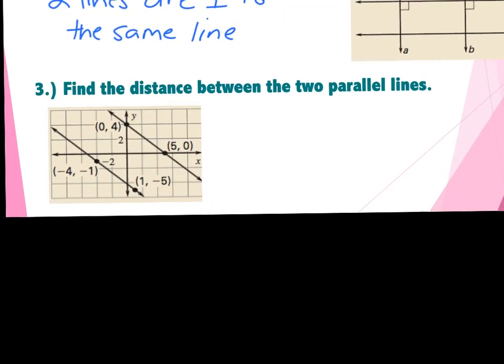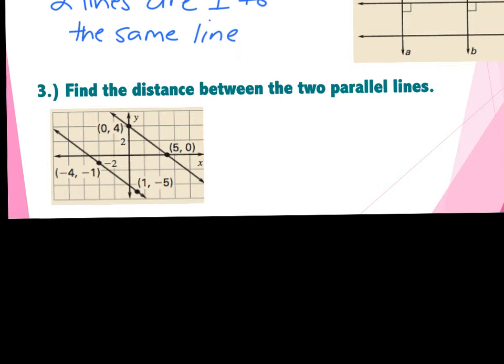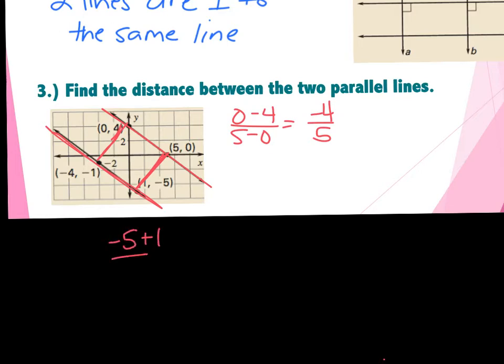And 3, find the distance between the two parallel lines. So we ended the day with this yesterday, okay? But if I picked a point, it appears as though I could use either one of these sets of points, but how do I know for sure? Find the slope. Good. So the slope of this line would be 0 minus 4 over 5 minus 0, negative 4/5. The slope of this line, negative 5 minus a negative 1, which becomes plus 1, over 1 minus a negative 4, plus 4, negative 4/5. So I know that those two lines are parallel, and their slope would be negative 4/5.